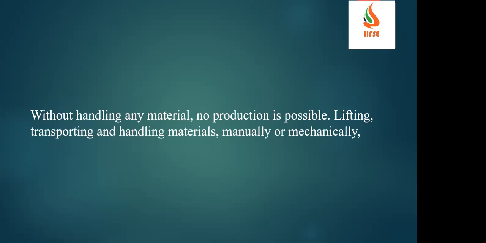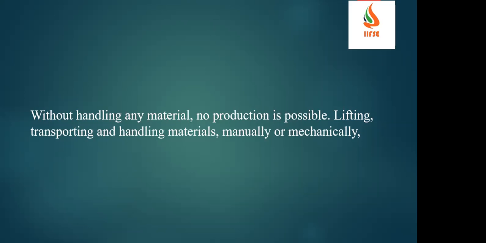There may be n number of types of materials for making one final product, but still all these materials need to be handled to get a final output. How will we handle them? By lifting and transporting materials manually or mechanically. These are the two methods. One is manual, the other is mechanical. Manual means we use only human effort, human energy, to transport or shift the materials from one place to another.